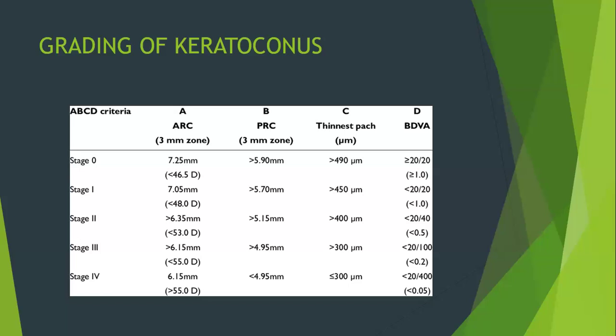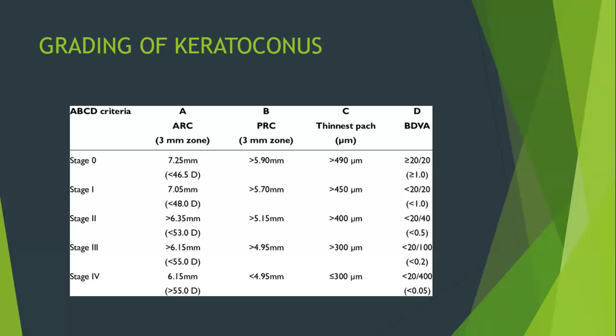Keratoconus is graded in different ways. This is one of the latest. You can see there are four criteria for this ABCD classification. A is anterior corneal curvature, B is for posterior, C is for thinnest pachymetry, and D is for best corrected visual acuity. Now, if you look carefully, you will see that stage 0 and 1 are almost normal clinically. Both have 20/20 vision, and they are within normal limits. Then 46.5 in stage 0, and in stage 1 it's 48.